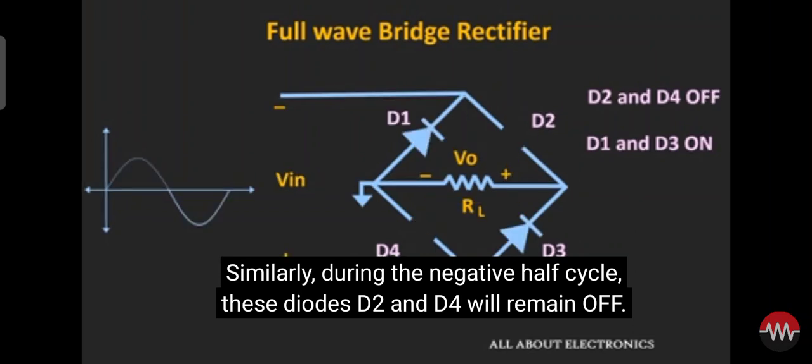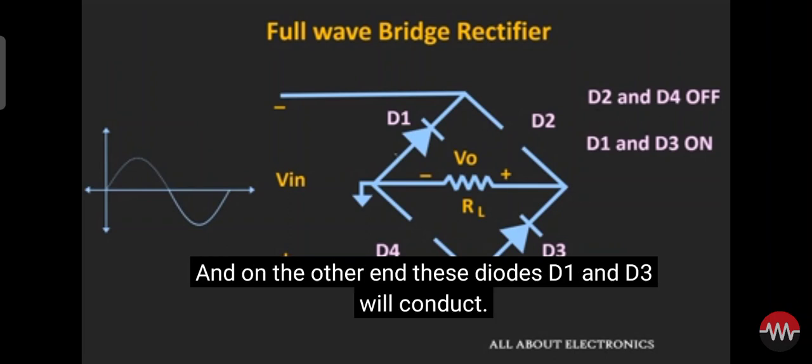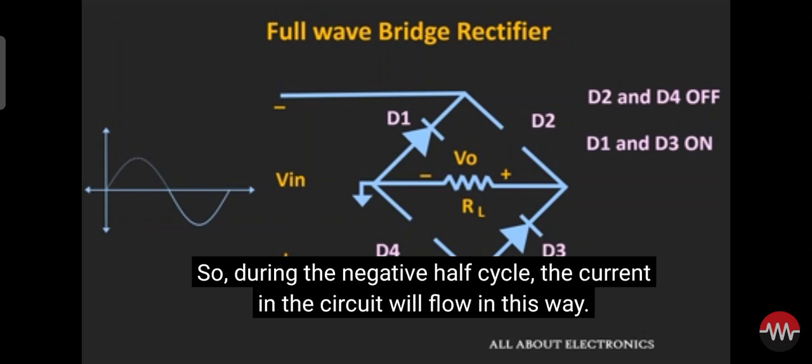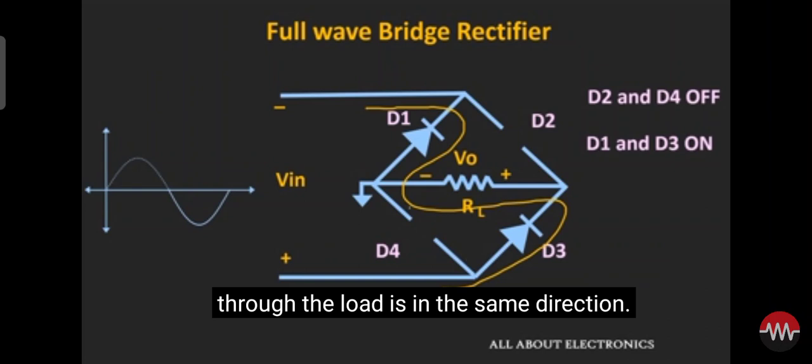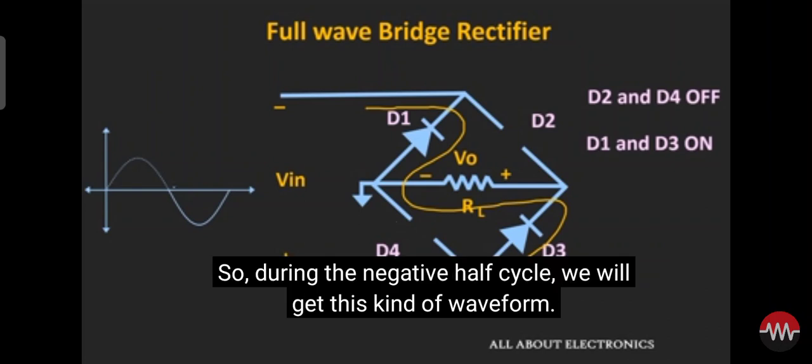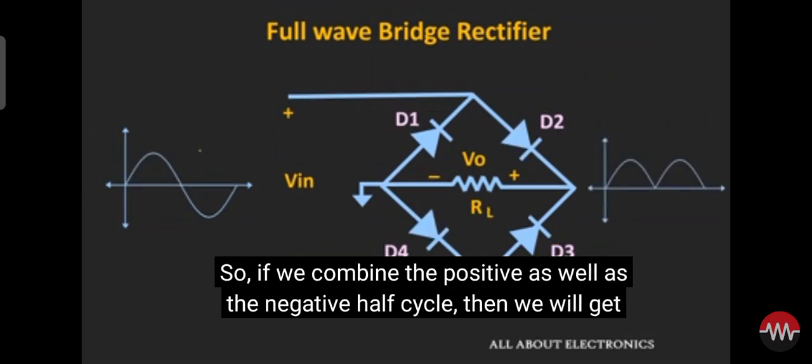Similarly, during the negative half cycle, these diodes D2 and D4 will remain off, and on the other hand, diodes D1 and D3 will conduct. So during the negative half cycle, the current in the circuit will flow in this way. And if you observe over here, during the negative half cycle also, the current flowing through the load is in the same direction. So during the negative half cycle, we will get this kind of waveform. If we combine the positive as well as the negative half cycle, then we will get this kind of waveform.